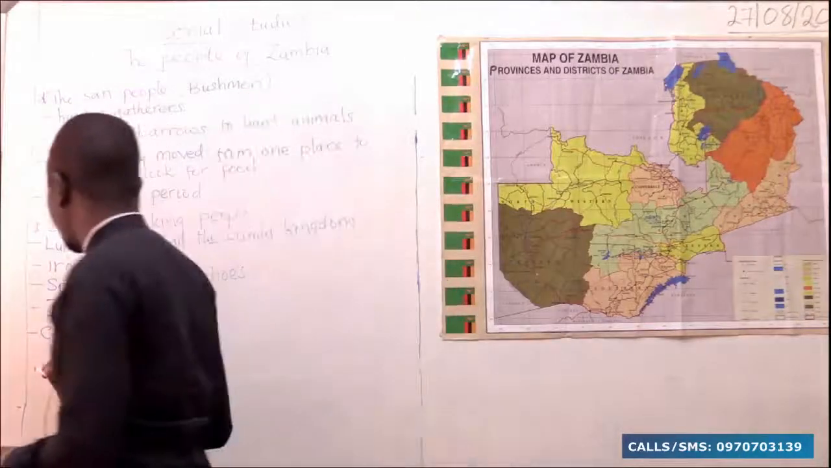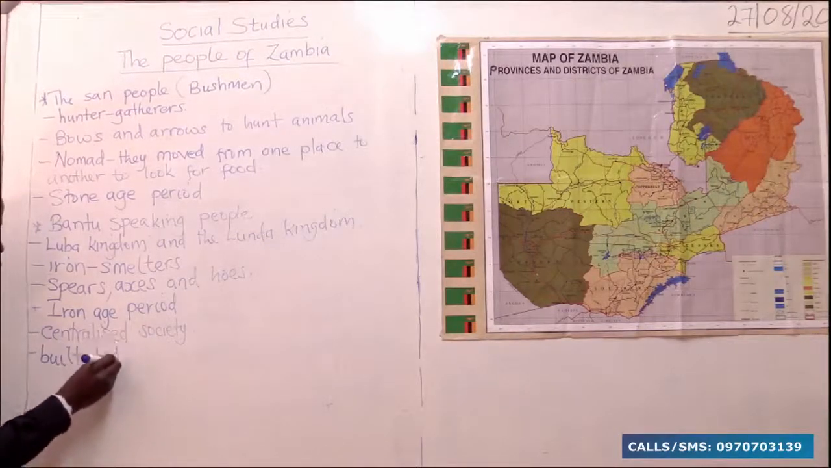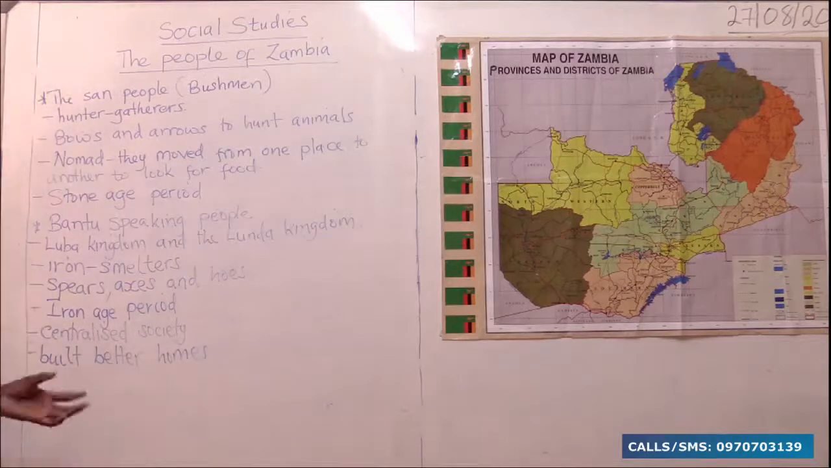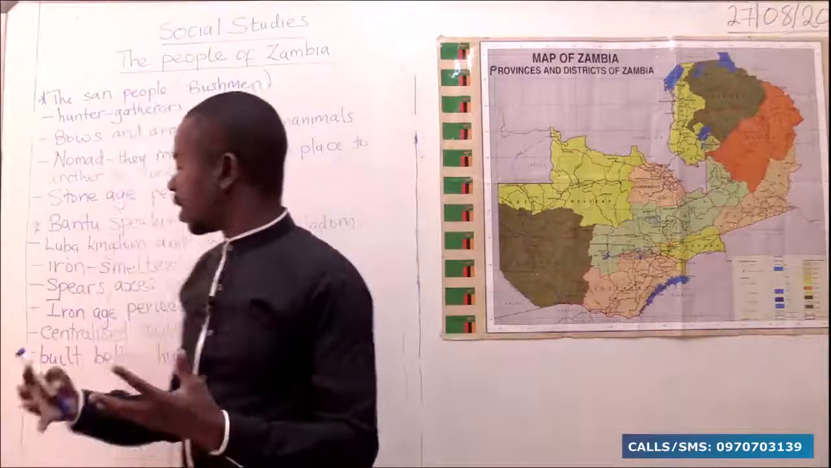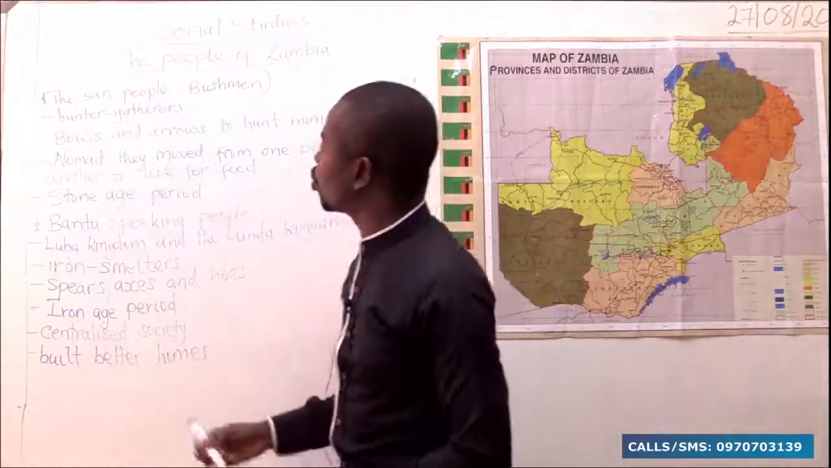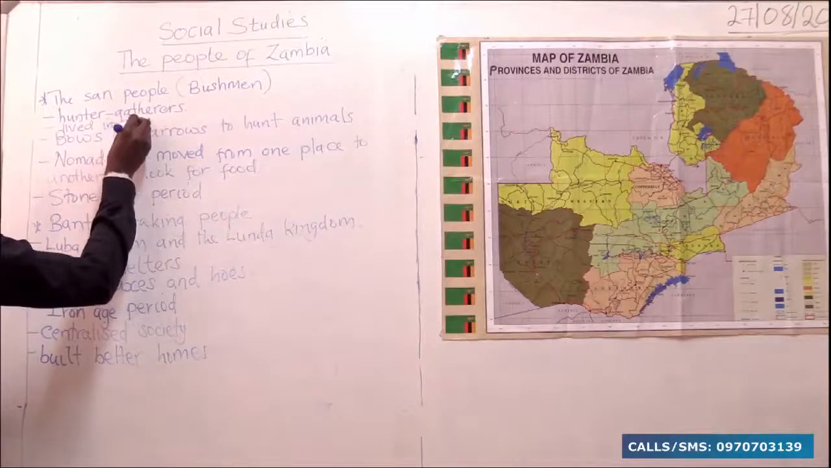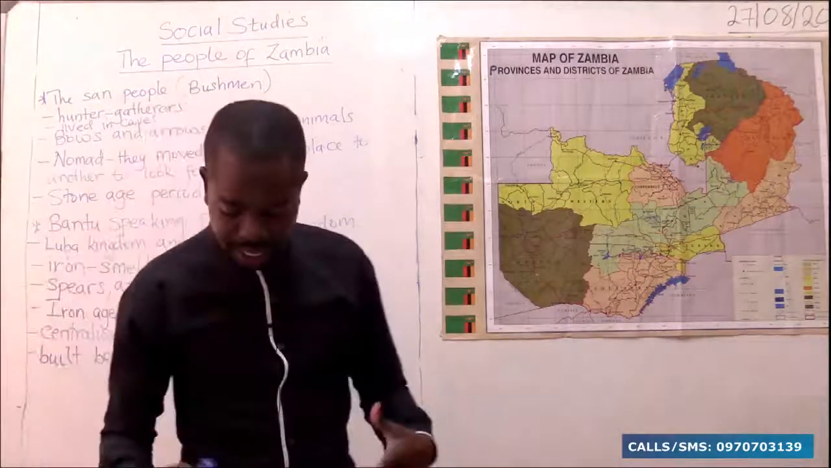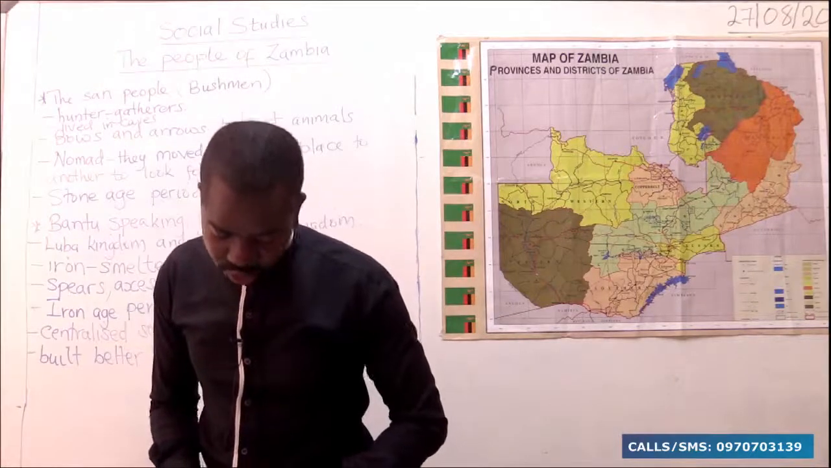The other point is that the Bantu-speaking people built better homes compared to the San people. They could build homes using mud and what are known as thatched houses, while the San people used to live in caves. So the Bantu-speaking people lived in better homes, and they had a centralized society.